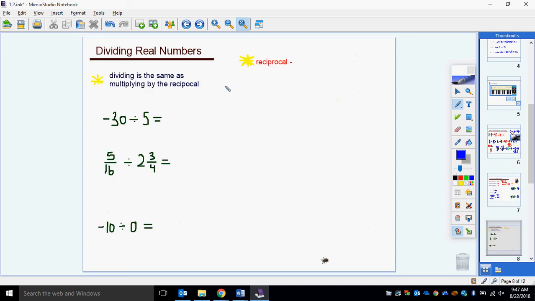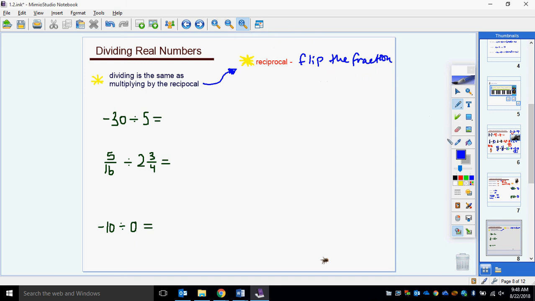Dividing real numbers. Okay, so just like we changed subtraction into addition, we can change division into multiplication because dividing is the same as multiplying by the reciprocal. Well, what the heck does reciprocal mean? Reciprocal means that you flip it. So you flip the fraction. Don't make it negative, don't make it positive, you just flip it. So whatever was on top now becomes the bottom.